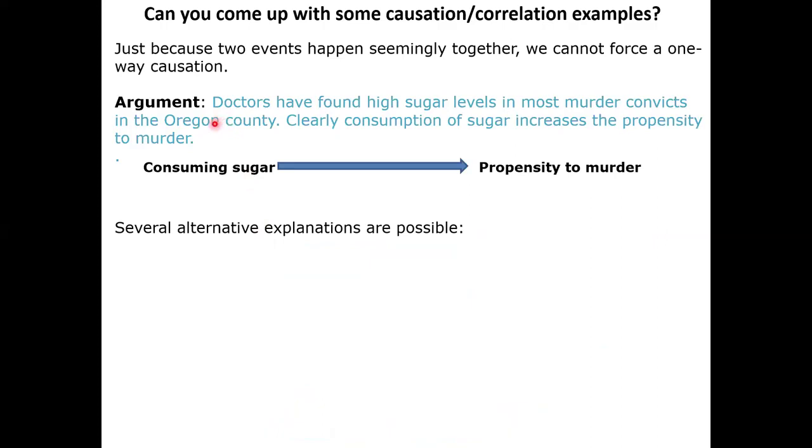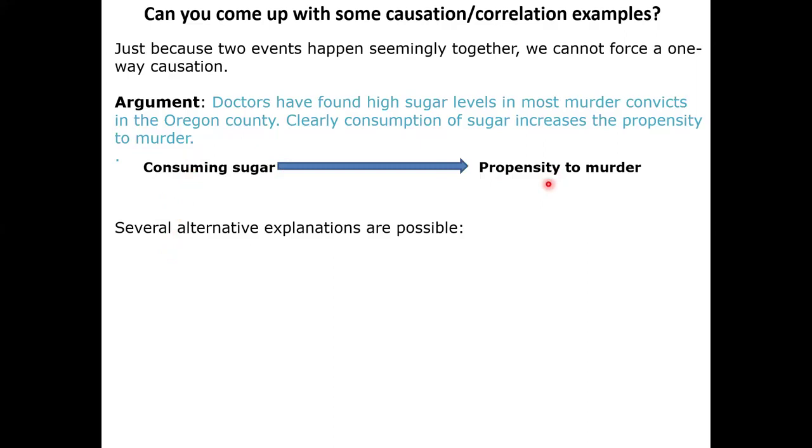Doc, this I think you would find to be very facetious, honestly, and hopefully funny. Doctors have found high sugar levels in most murder convicts in the Oregon County. So what are the two things that go together? High sugar levels and murder convicts. On the basis of this, what is the argument concluding? Consumption of sugar increases the propensity or the tendency to murder. So sugar consumption causes a tendency to murder.